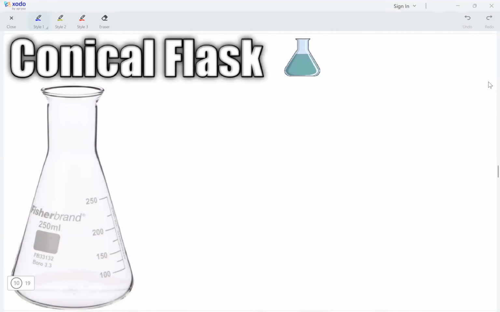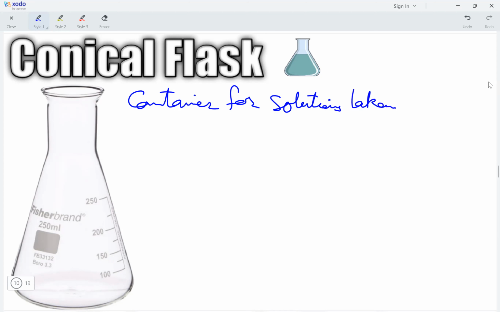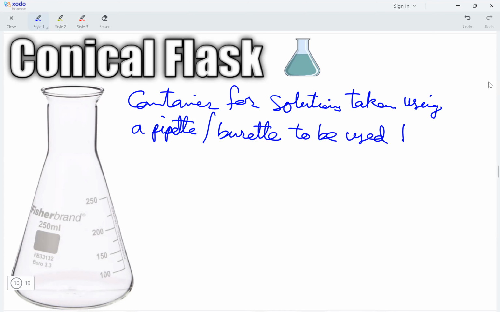So a conical flask is a container for solutions taken using a pipette, and in some cases a burette, to be used during titrations. Conical flasks have other uses as well.